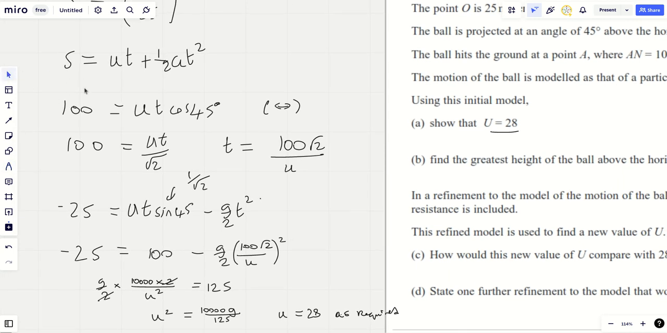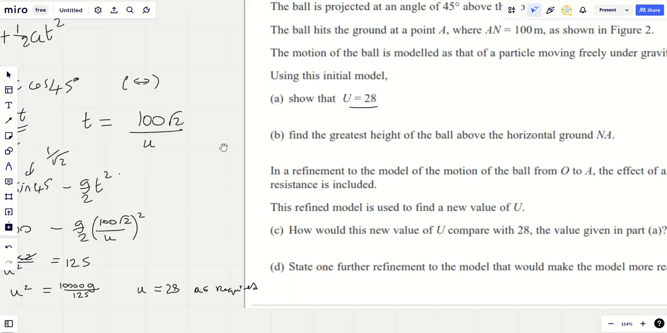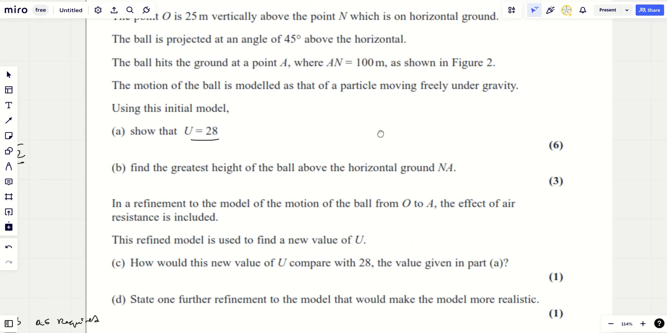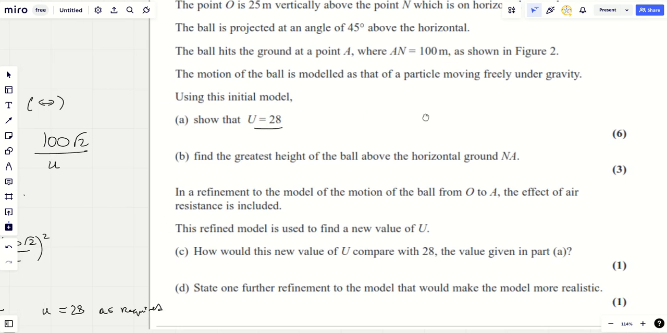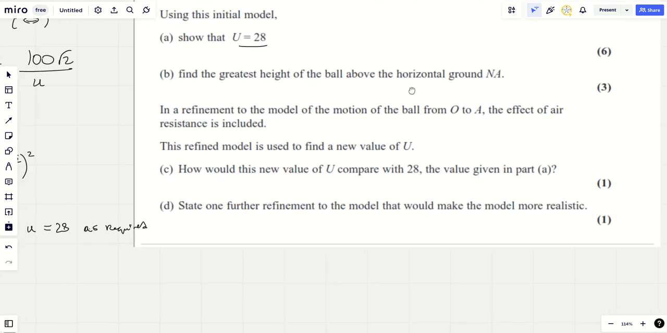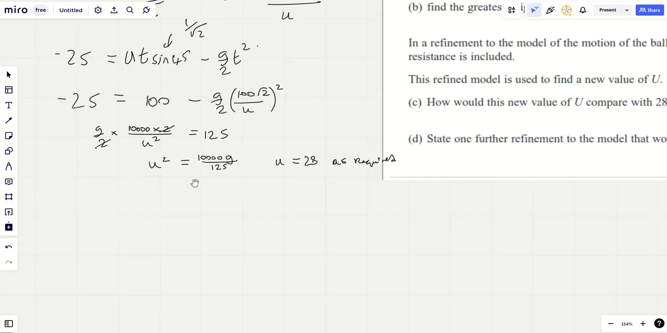Okay, find the greatest height of the ball. Is that above the horizon? Above the ground, NA. Yeah, above the horizon. So we're trying to find the greatest height here. That always occurs when the vertical component is 0. So this one doesn't seem too bad, this part of the question anyway.